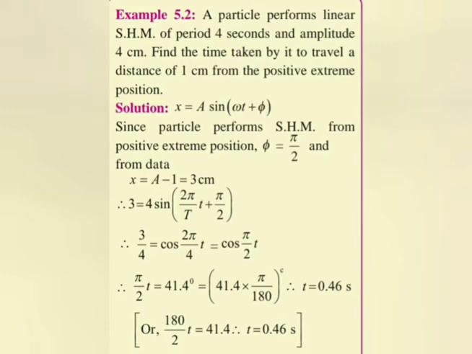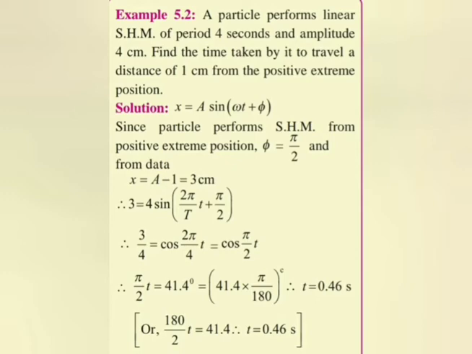So here students, in the place of capital T, that is the total time period, 4 seconds, we substitute 4. So hope you are clear about it. Then when we cancel this term 2 pi by 4, here we are getting pi by 2 into small t. So when we take the calculation of all terms, that is pi by 2 into t, here we are getting, students, 41.4 degree.